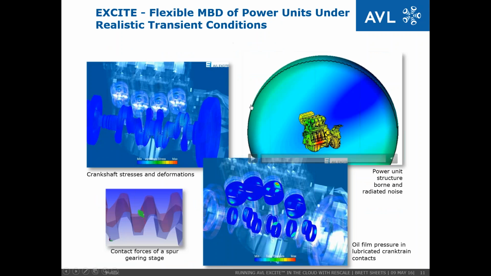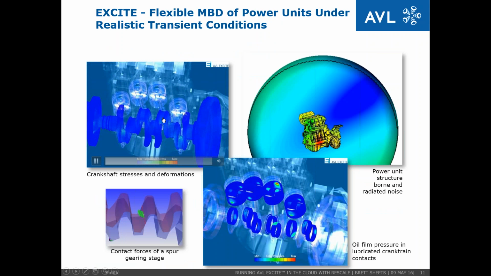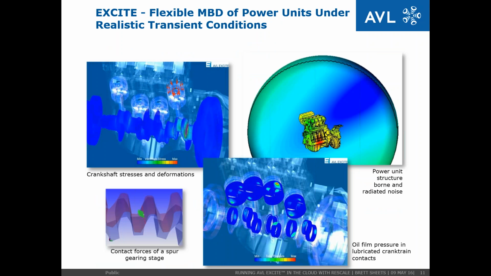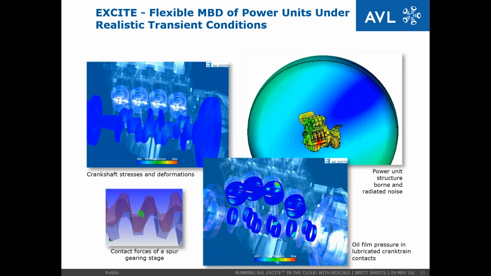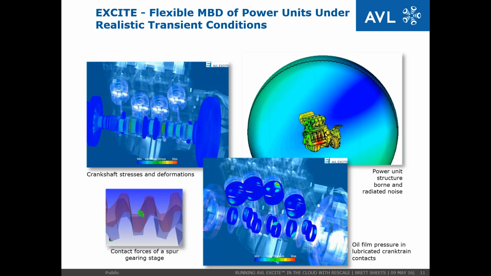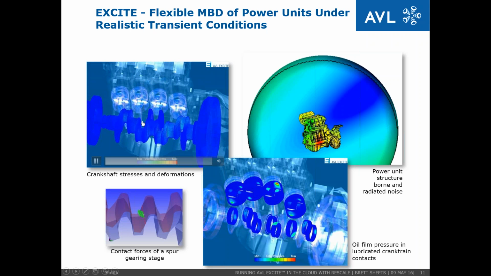Just a few pictures here. This is what Excite Power Unit is capable of doing. It's a flexible multi-body system based upon finite elements. In this particular example, we're simulating an inline-4 engine, which is what we'll be submitting later today on the cluster. Here we're seeing the stresses in a crankshaft as it occurs over an engine cycle.